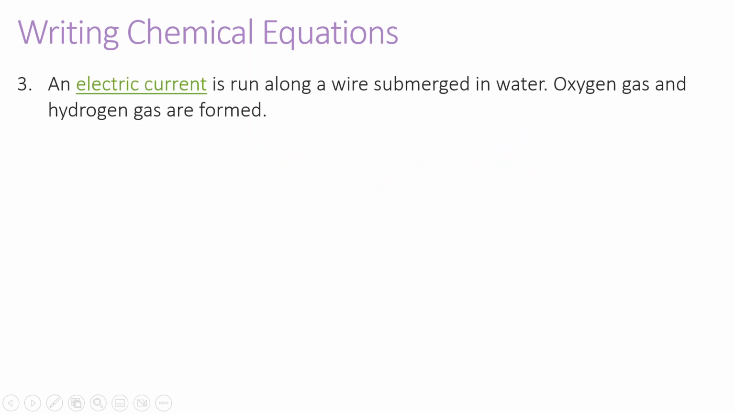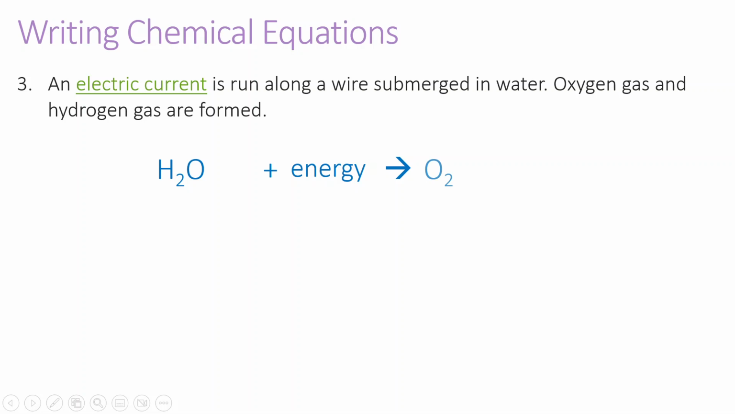An electric current is run along a wire submerged in water. We make oxygen gas and hydrogen gas. So we're starting with H2O. Now, if you have H2O sitting in a glass, you wouldn't expect that water would suddenly turn into hydrogen and oxygen. That's because energy needs to be put in as a reactant here. So the electric current along the wire is supplying energy that allows this reaction to occur.